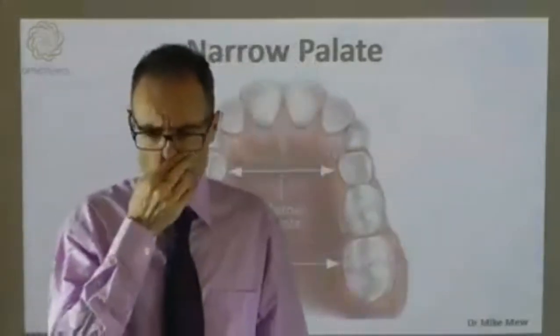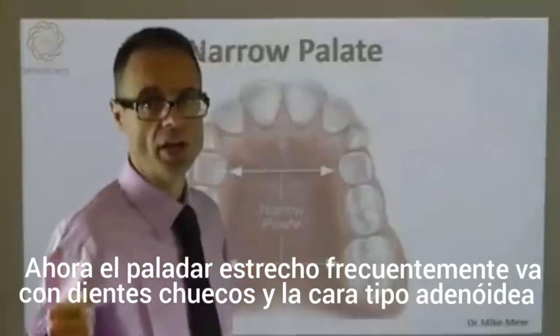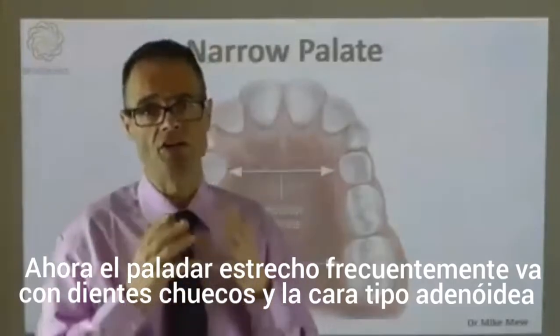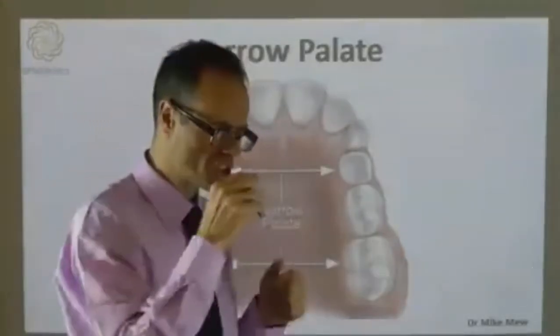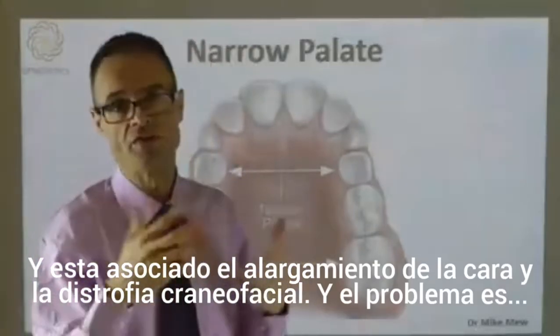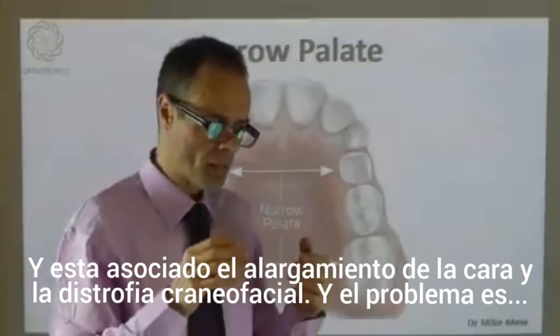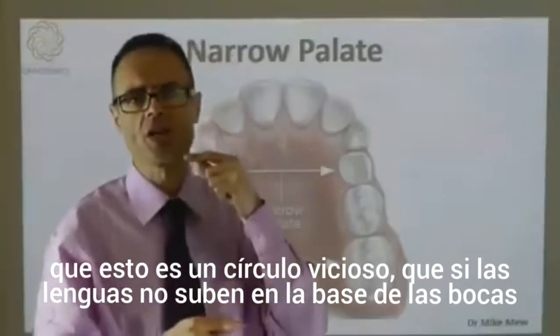Now, narrow palates frequently go with crooked teeth and the adenoidal type face, the long, thin face that's growing downwards. And it's associated with facial lengthening and craniofacial dystrophy. And the problem is that this is a vicious cycle.